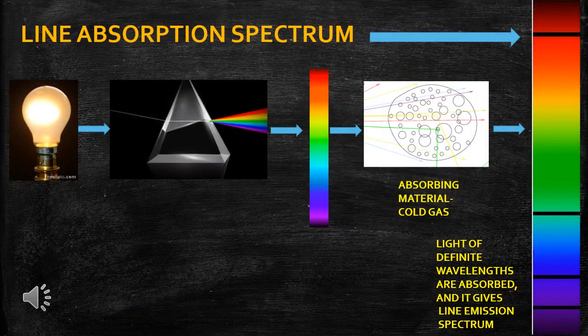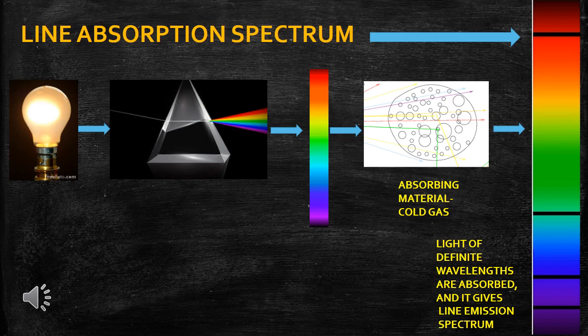The next category of the absorption spectrum is line absorption spectrum. Again, look at the experimental arrangement. The light from the incandescent lamp is made to be incident on the prism. Due to dispersion, 7 colors are produced. These 7 colors will be in the form of continuous emission spectra. These 7 colors from the continuous emission spectra are allowed to pass through the absorbing material.